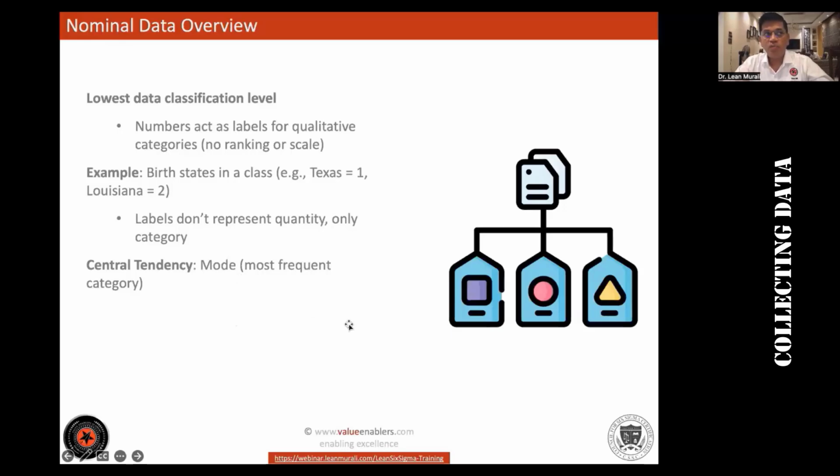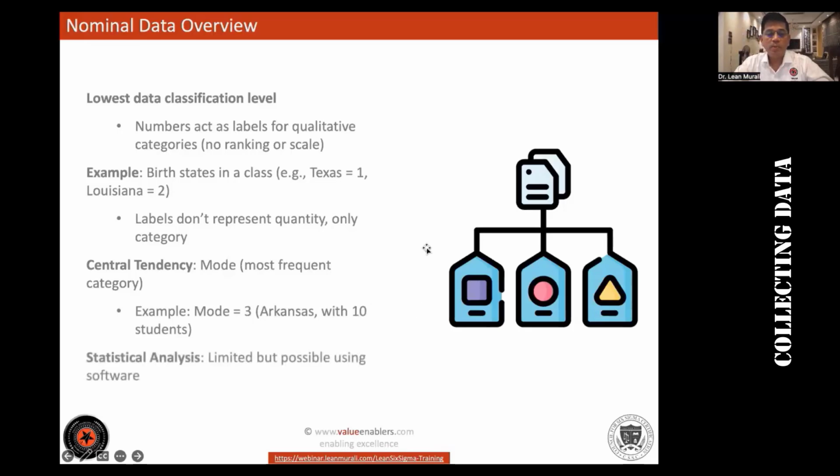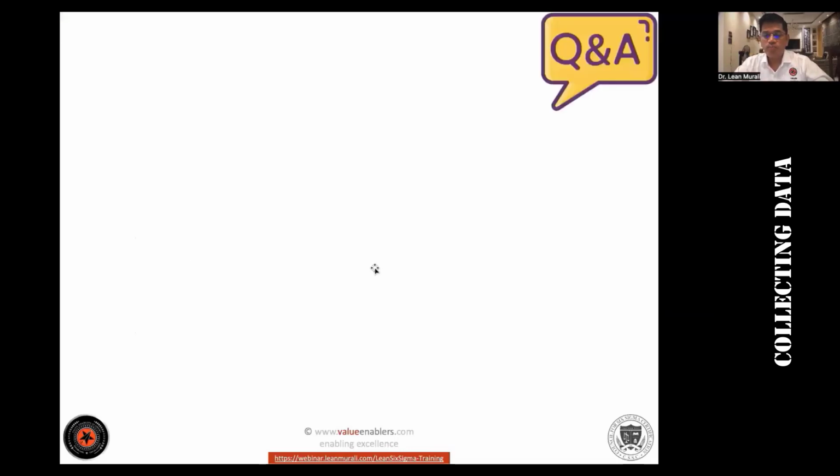For example, how many of you like blue? If many of you typed blue, then blue is the mode for that. So the central tendency is the mode. For example, mode equal to 3 means that Arkansas with 10 students is the maximum. We can't do much statistical analysis, but some analysis is possible using software. So this is the nominal data overview.